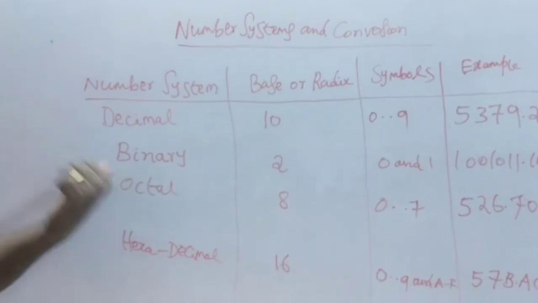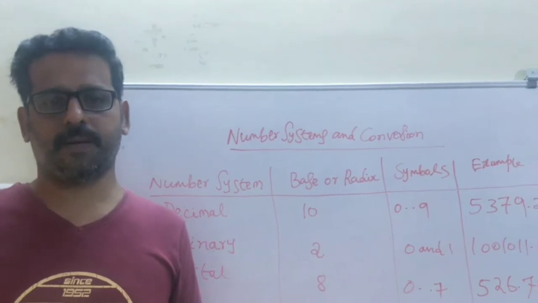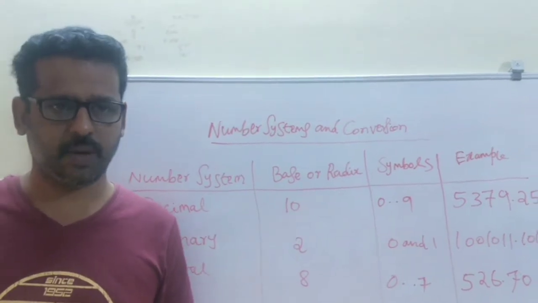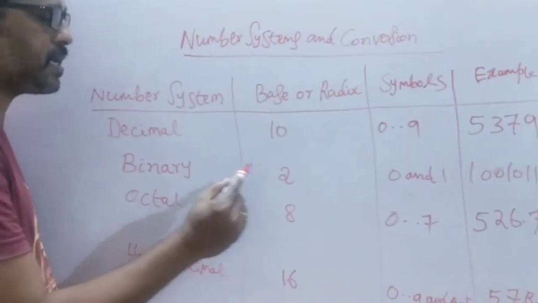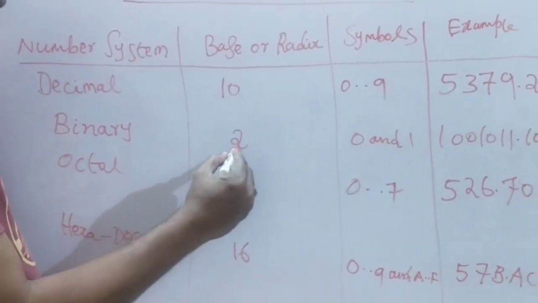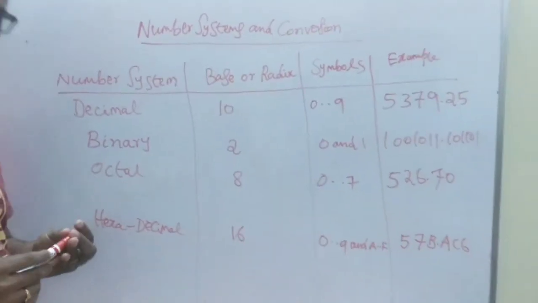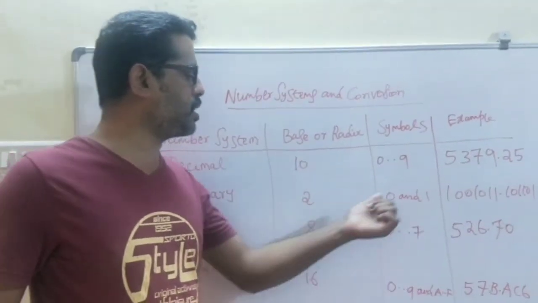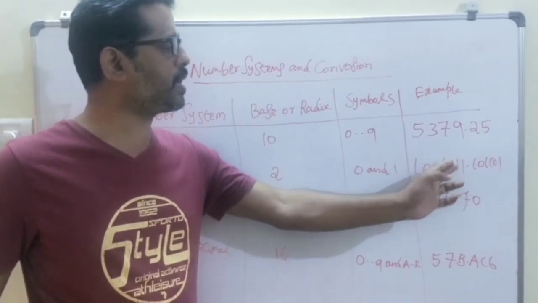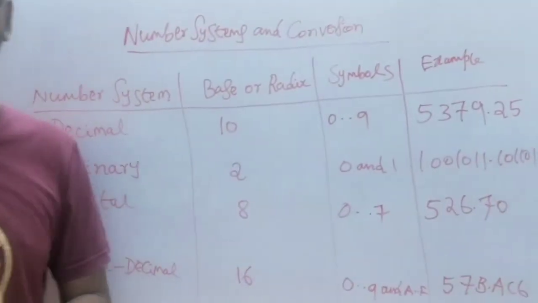Similarly, you can have another number system called the binary number system. The binary number system is exclusively used by computers. We know that computers understand everything in terms of zeros and ones. So the binary number system uses base or radix 2, which means it uses two distinct symbols, 0 and 1. All binary numbers are formed using combinations of 0 and 1. You can see the example 100, 10, 11.101101. This is an example of a binary number system.